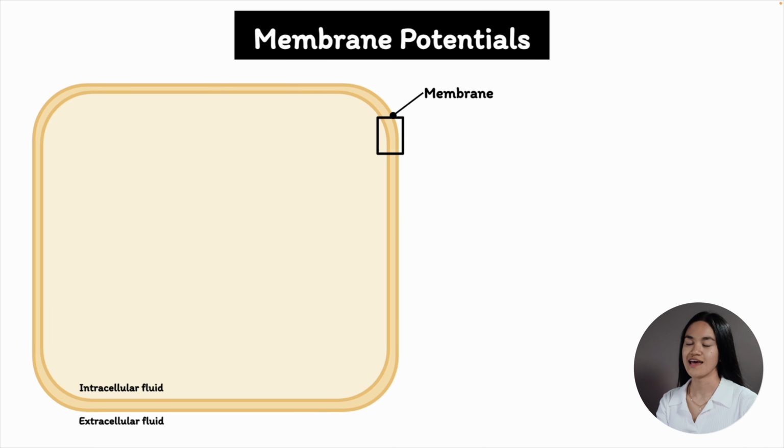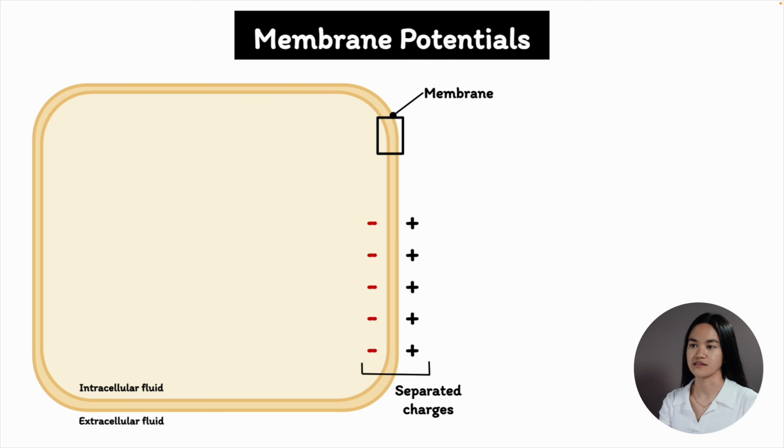What does this mean? Membrane potential refers to the difference in electrical charge between the inside and outside of the cell. It's the separation of opposing charges across the membrane. The greater the number of charges separated, the larger the potential. And all living cells have a membrane potential, but in this lecture, we're going to be talking about neurons. Now, this is measured in volts, millivolts.